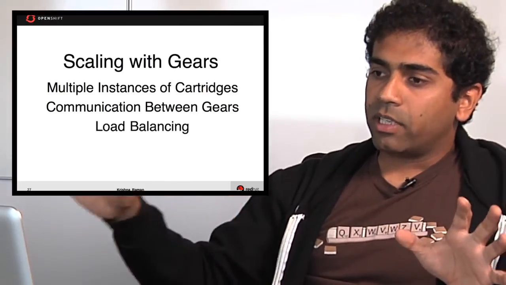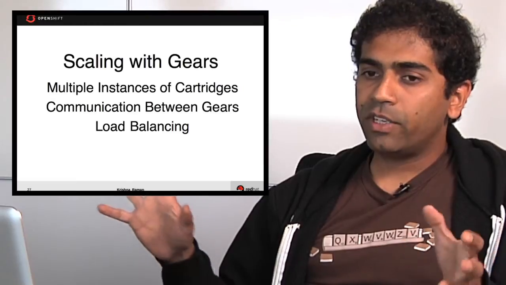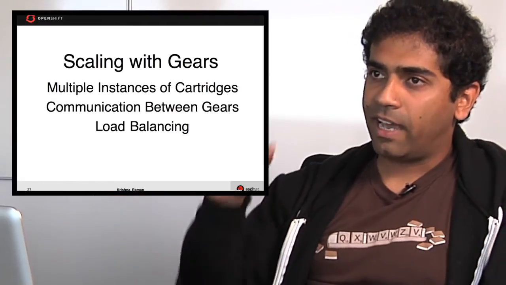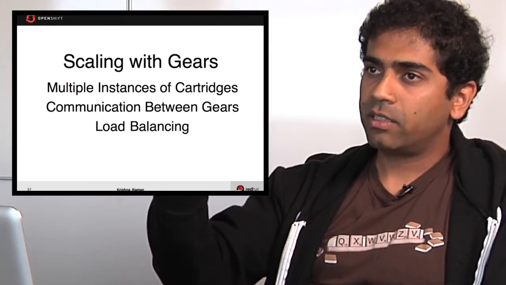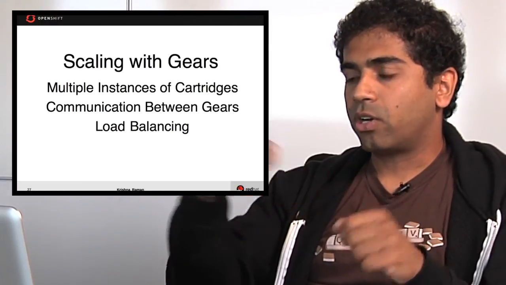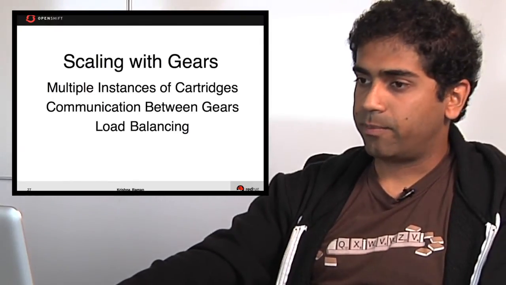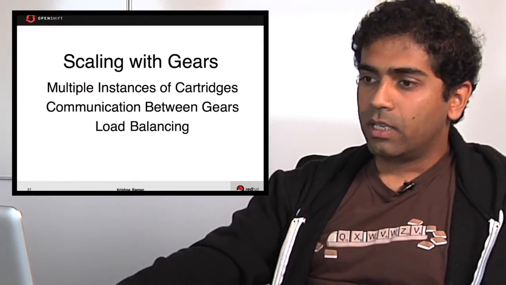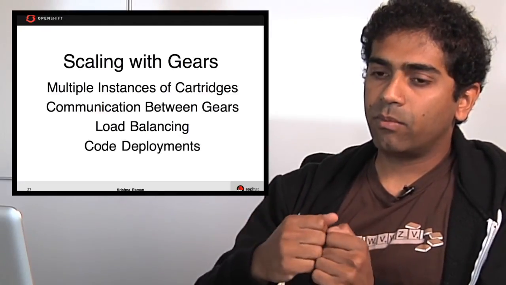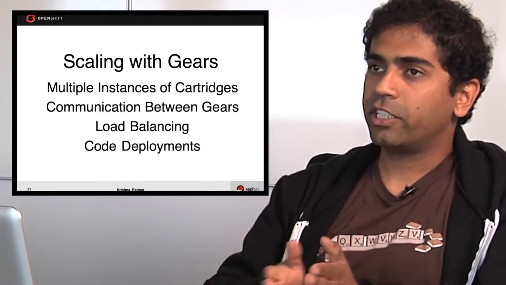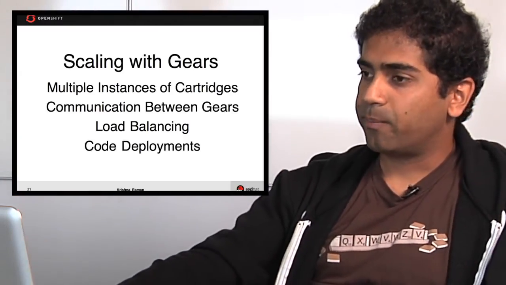Having these multiple gears also allows us to load balance amongst all of them. And the way we do it in a scaled app is we have one HA proxy in front, which is the load balancer, and that then proxies all of the requests to the other gears running the website. Code deployments go against the HA proxy, and once continuous integration passes, it will then deploy it to the other gears as well.